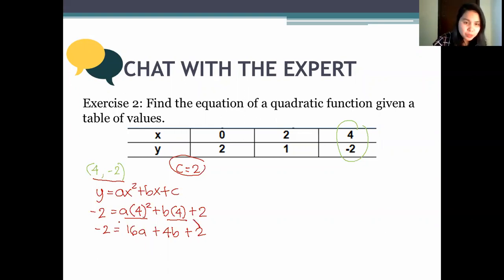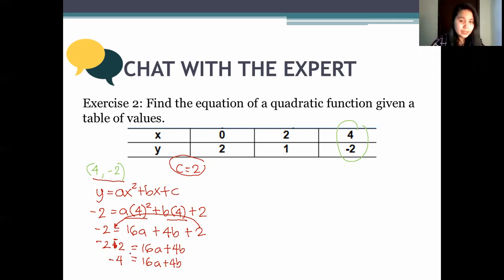Then we transpose it to the other side. We have negative 2 minus 2 equals 16A plus 4B. So we now have 16A plus 4B equals negative 4. Actually, you can divide all terms by 4. Or if you don't want to divide it, no problem. It's still the same. So this will be our equation number 3.